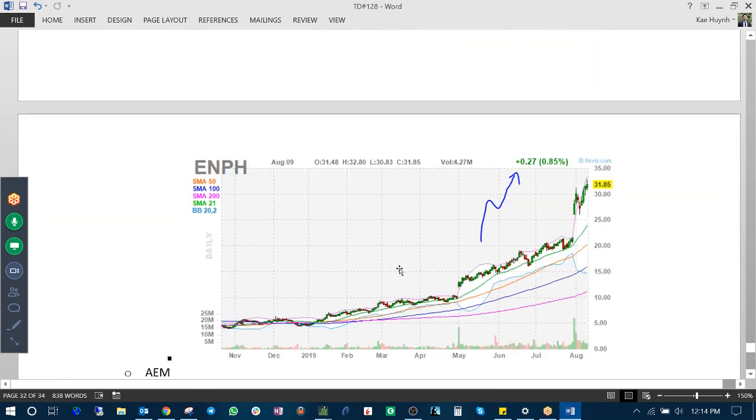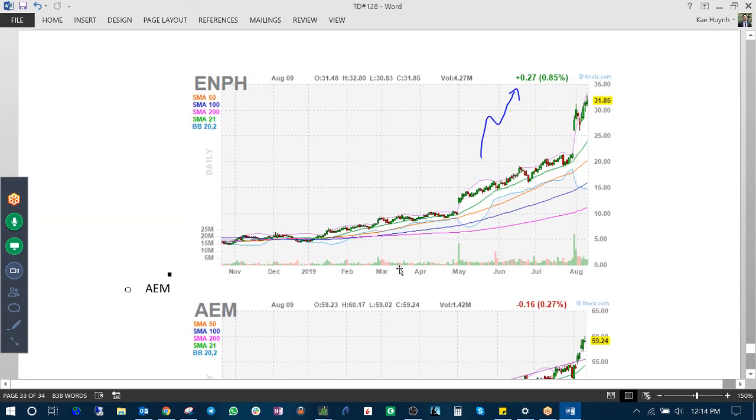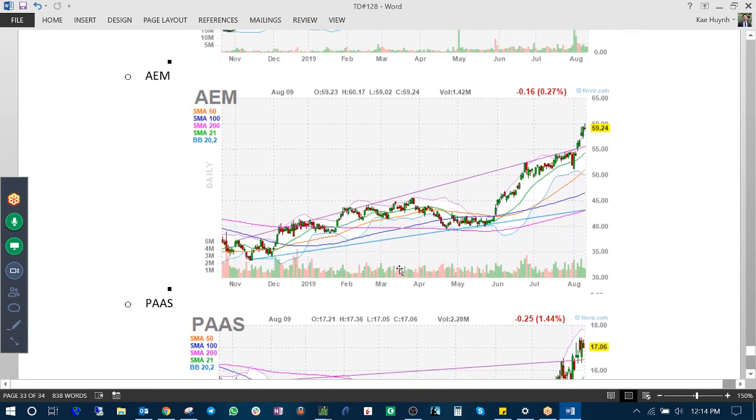Looking over at ENPH. This is just a follow-up. She's not here today, but it pulled back to the open right here, and then went higher. See? It works. It works if you follow the technique. And then Agnico Eagle, one of my favorites.